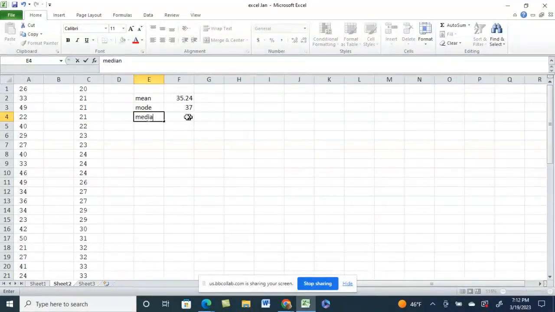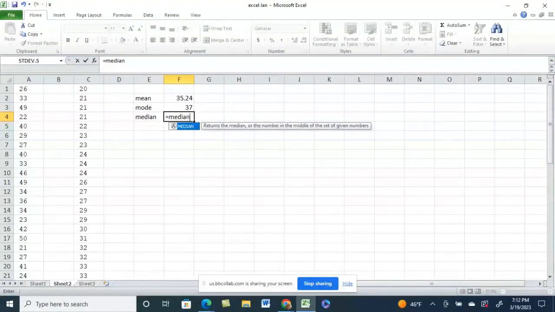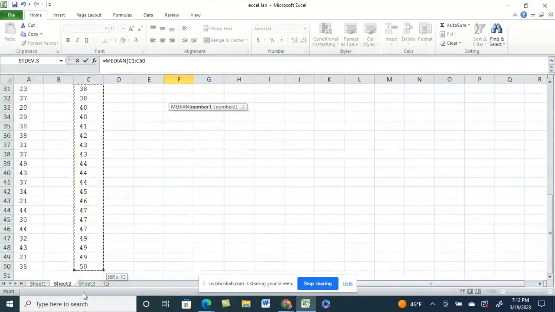Now, median is the exact middle number. We can do that with Excel, but I'm also going to show you how to do it longhand because you're not always going to have Excel. So for the median, again, you take and copy all your numbers. And here I have 50 numbers.